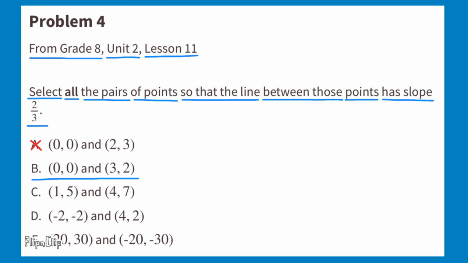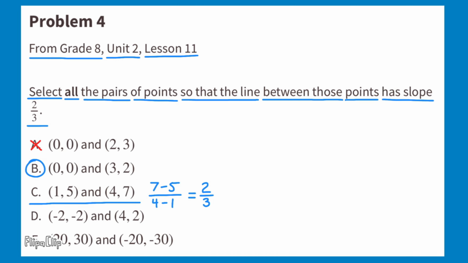B. 0, 0, and 3, 2. So we have 2 minus 0 over 3 minus 0. That would be 2/3. So B qualifies. C. Coordinates 1 and 3, and coordinates 4 and 7. That would be 7 minus 5 over 4 minus 1.